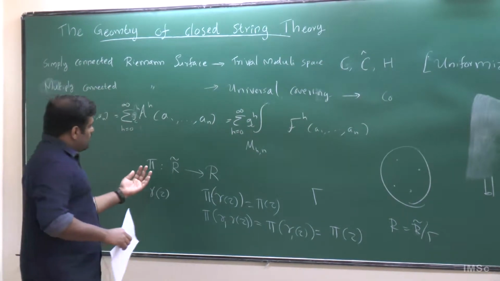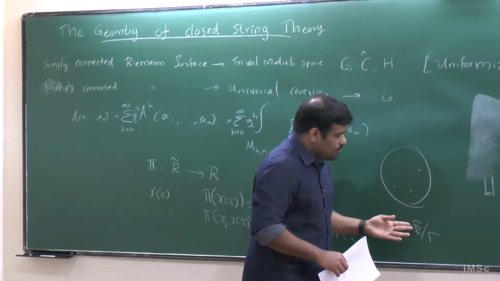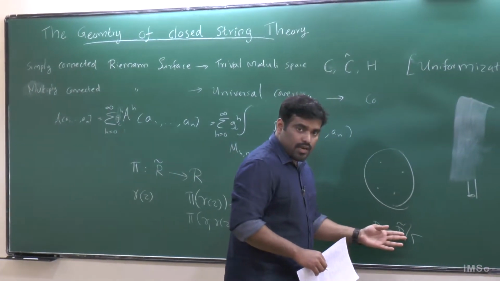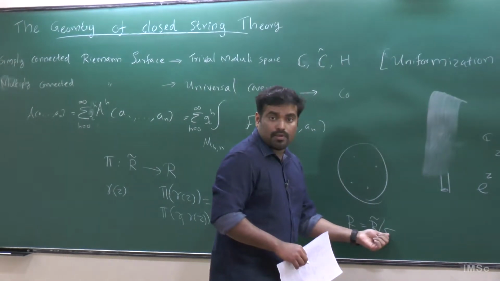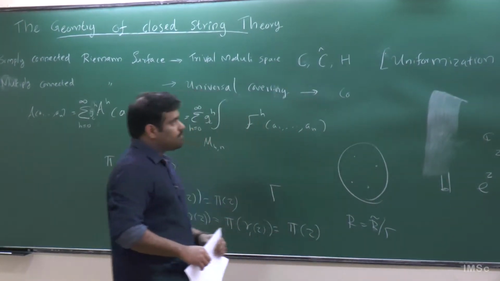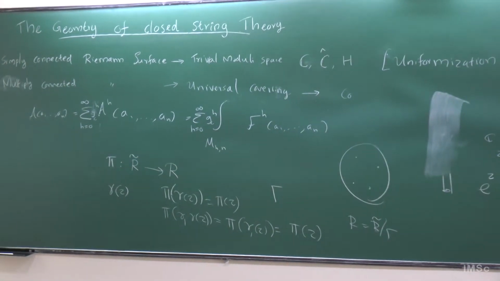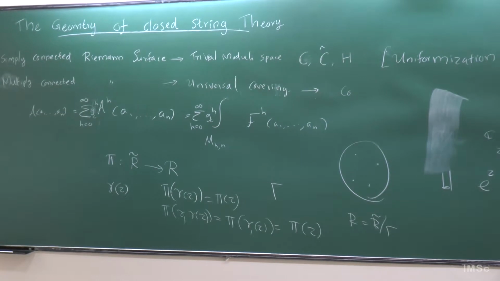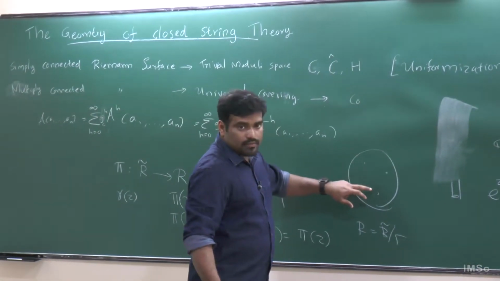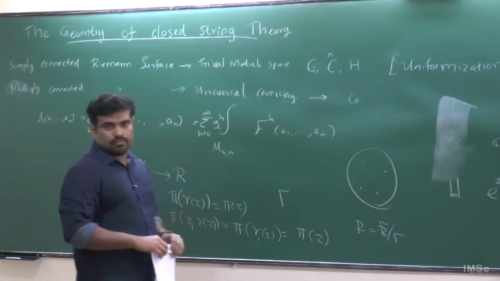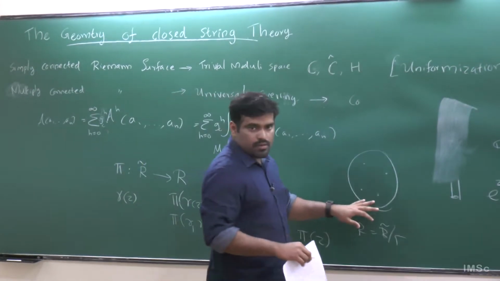So we can think of R as obtained from R tilde by identifying points on R tilde which are related by a transformation that belongs to the group gamma. There are certain transformations under which the Riemann surface is also invariant, for example SL2R and SL2C, which you use to fix 3 points. That is not playing any role in this statement.